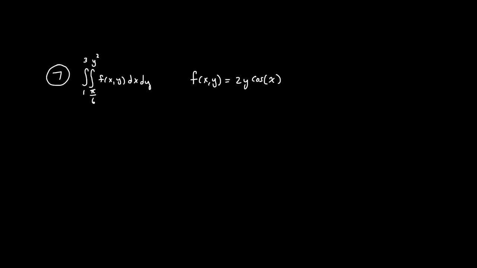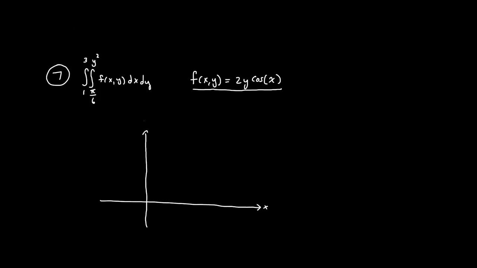In problem 7, they want us to draw the region. They give us the double integral and they want us to draw the region. Now this f of x y equals this function here. Right now that doesn't matter when we're drawing it. That's only going to matter when we have to evaluate the double integral. So let's draw this region.